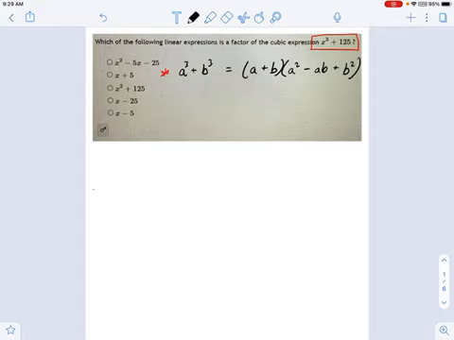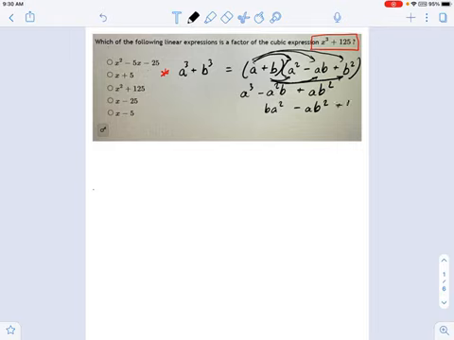If I say let's prove it, what I mean is let's actually FOIL this out and determine what it is after the multiplication. So a times a, that's a cubed. A times minus ab is minus a squared b. A times b squared is going to be ab squared. And then I'm going to take the b's and do the same thing. B times a squared, that's ba squared. B times negative ab is negative ab squared. And b times b squared is going to be b cubed.